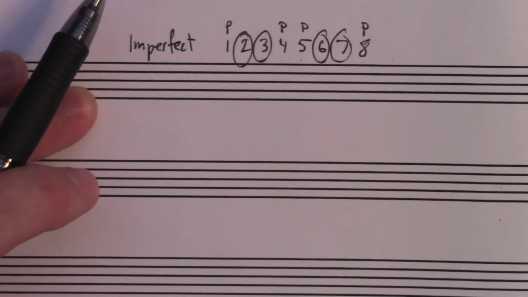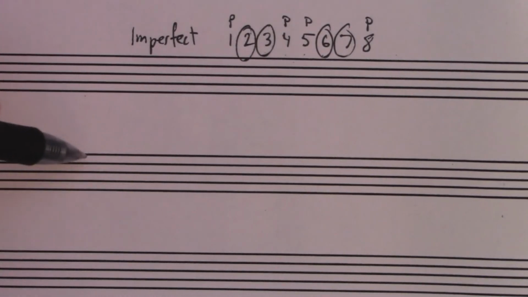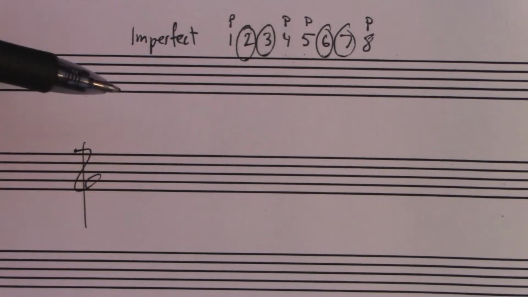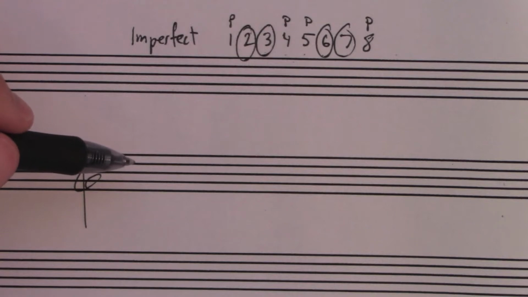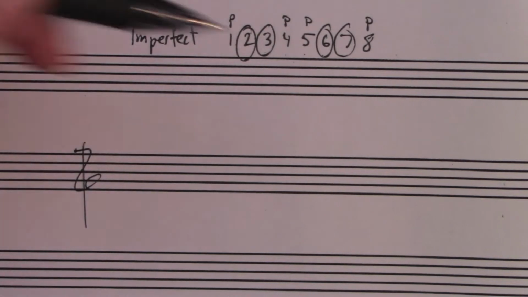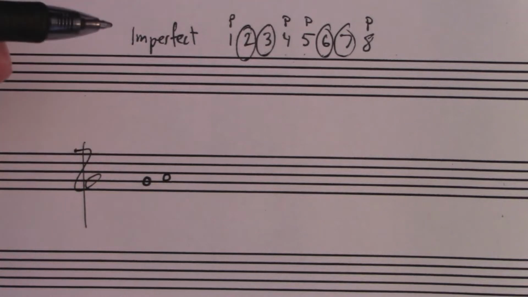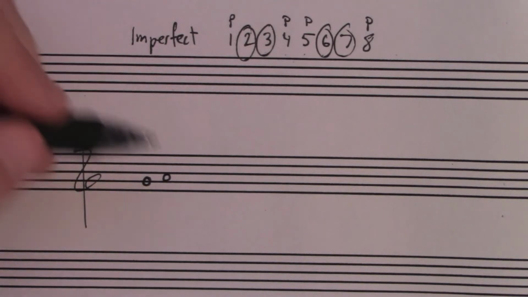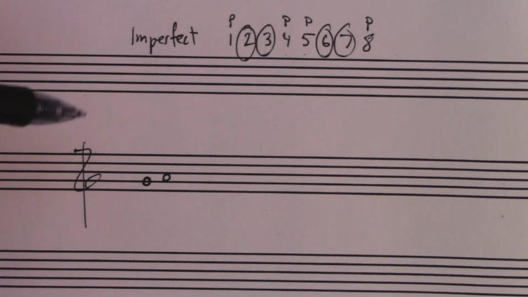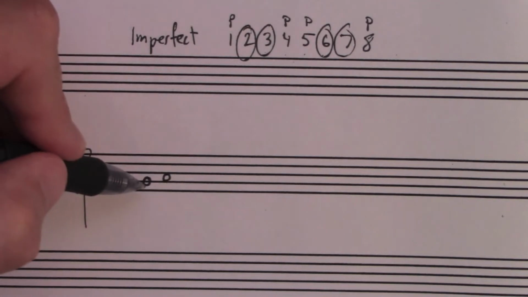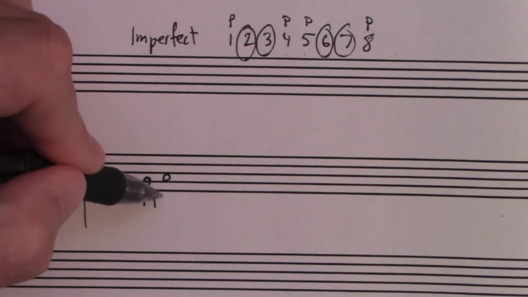So let's talk about seconds. This is simply from one letter to the next letter. So a second above C is D, and a second above E is F. A second above G is A. Now, remember, an imperfect interval can be major or minor, or augmented or diminished. Usually major or minor. From G to A is a major second.